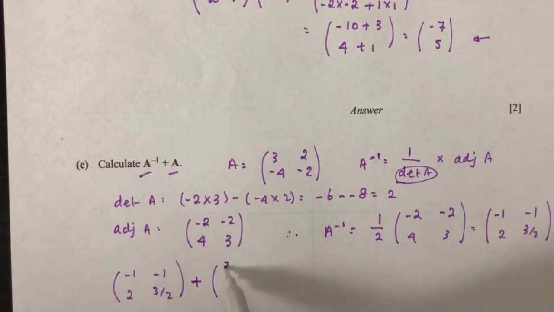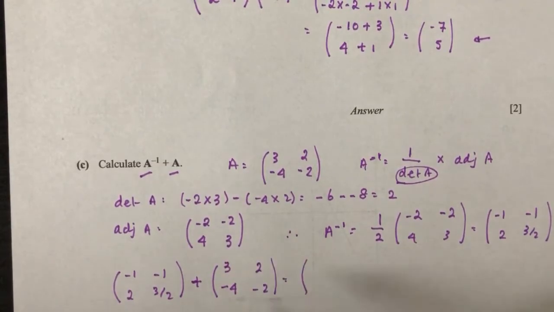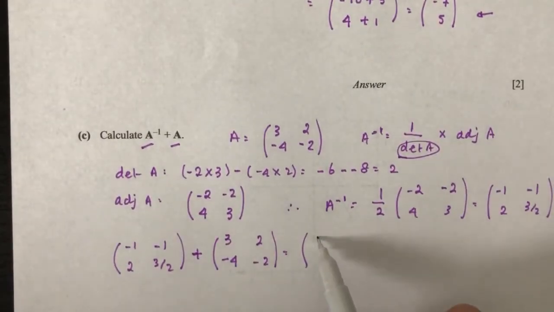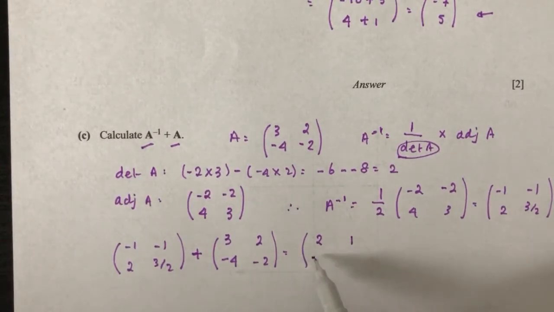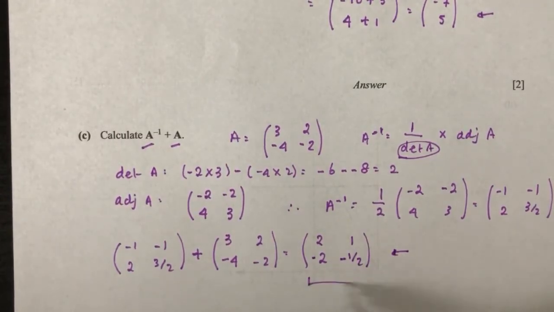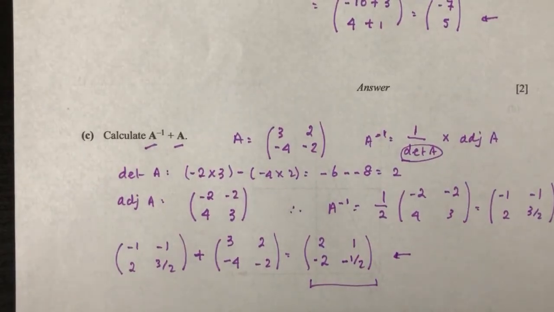So the question is, find A inverse, which is this here, -1, 2, -1, 3 over 2, plus A. A is 3, -4, 2, and -2. So -1 plus 3, that will be what? 2. -1 plus 2 is 1. 2 minus 4 is -2. And 1.5 minus 2 will be -half. So this will be your answer for part C. And that is question number 4.